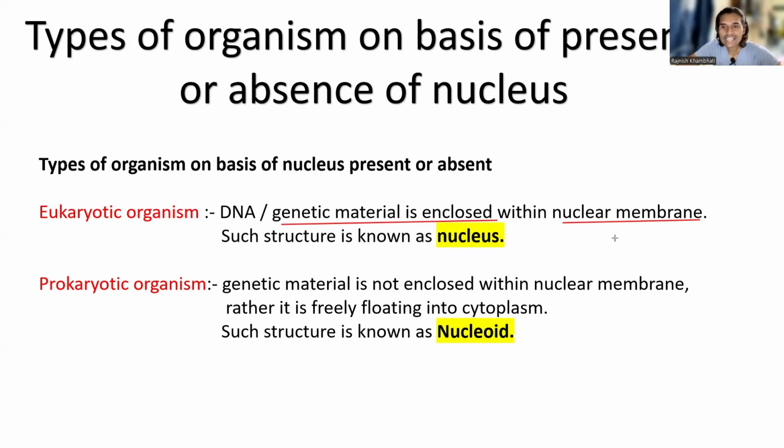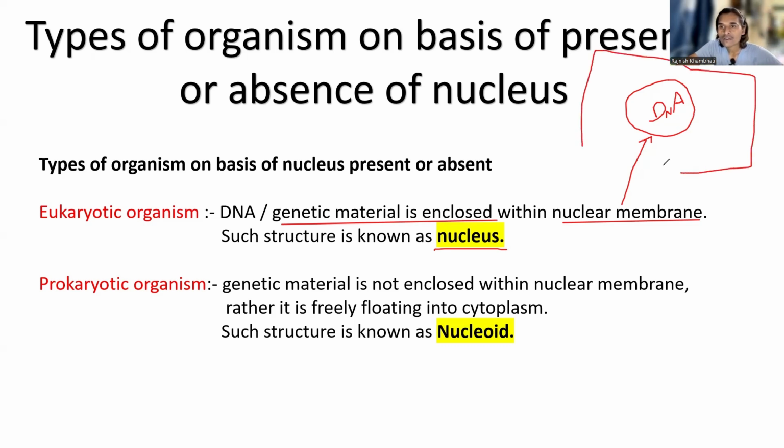So the DNA is basically, let me draw for you right now. Now this outside membrane is called nuclear membrane. This is the nuclear membrane, and inside this DNA or the genetic material is present. When such a thing is there, this is known as nucleus. It is known as true nucleus. And when the nucleus is present in the cell, that cell is known as eukaryotic cell. Clear?